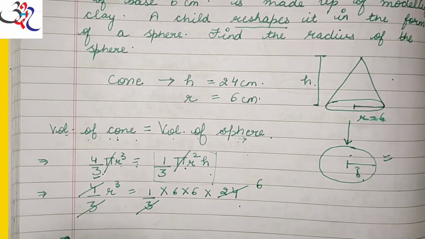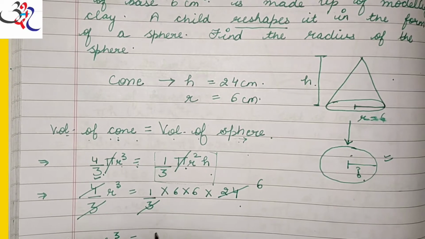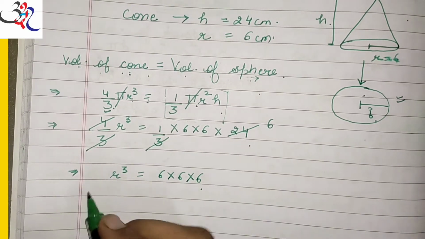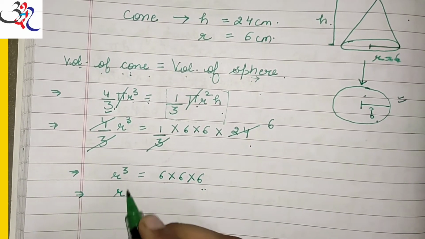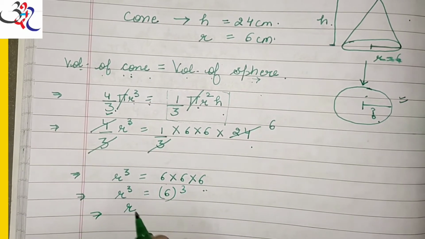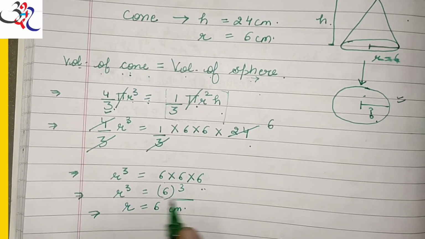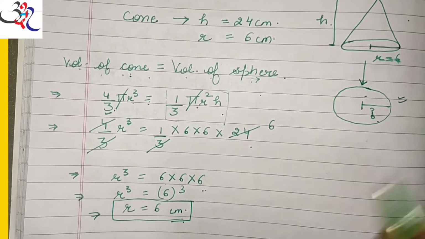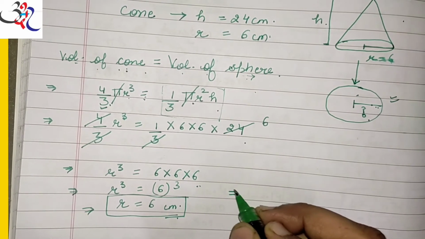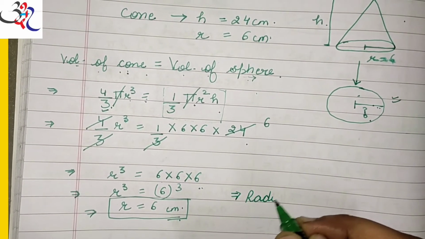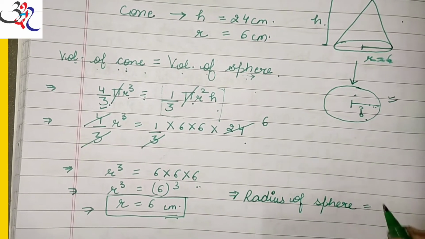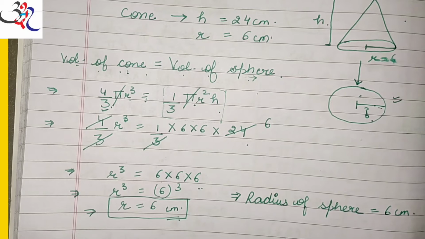4 sixes are 24. So r cube is equal to 6 into 6 into 6. So no need to solve it, because simply you can say that r cube is equal to 6 raised to the power 3. So r will be equal to 6 centimeters, which is the r of the sphere we had to find out. Right? So in your exam, write down your complete answer: the radius of the sphere is equal to 6 centimeter.